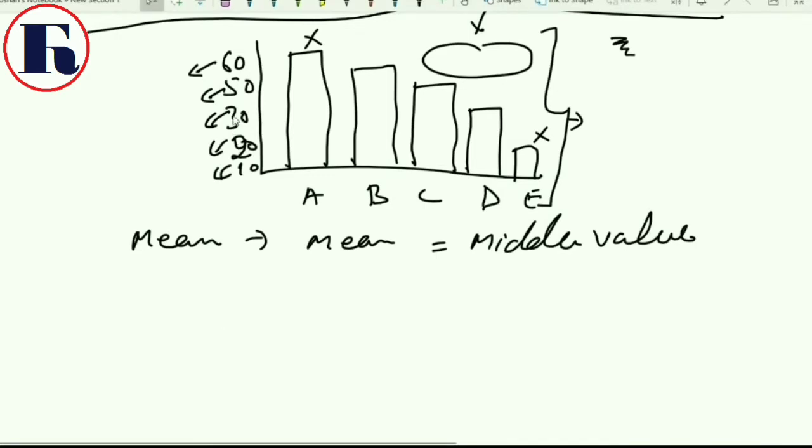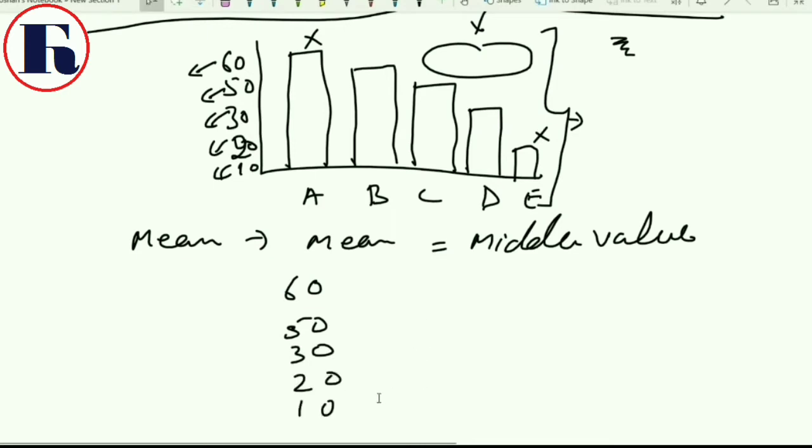This is 10, 20, 30, but the next number should be 40 to make it a proper arithmetic progression. But it's not like that, so it's a random distribution of numbers. Generally, what we do is write these numbers, let's say 60, then we have 50, 30, 20, and 10. These are the 5 numbers.